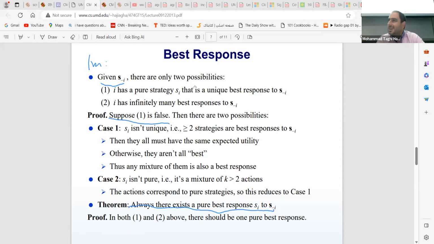So assume it is not the case, essentially, the first one. Then there are two possibilities. So Si isn't unique. If Si isn't unique, it means that there are at least two strategies that are best responses to Si. In this case, this is my strategy. In that case, both of these should have the same expected utility, because that's the only way that you can have more than that.